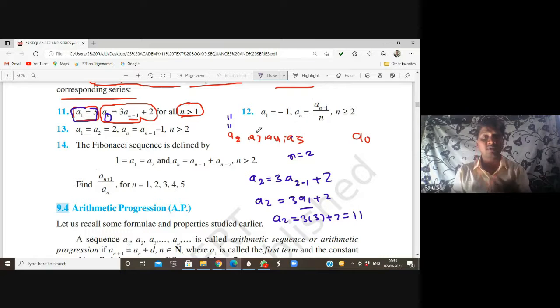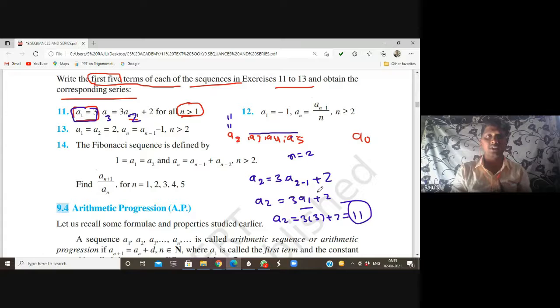We got the second term, 11. So they are asking for the first 5 terms. Till now we have found 2 terms. In the same way, A3, A4, A5. To find A3, what shall we do here? Substitute n is equal to 3 here. Here 3 minus 1 is 2. Already we got A2 as 11. Like that till question number 13, or even question number 14 also.